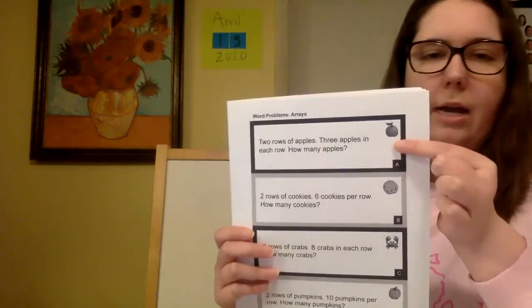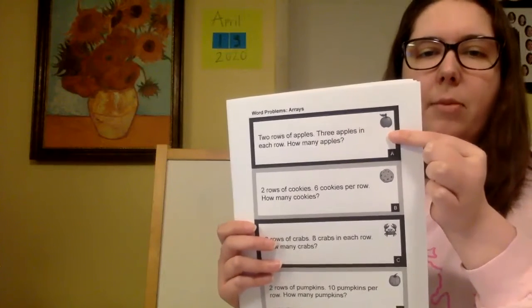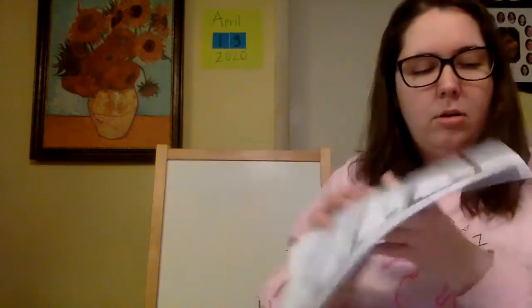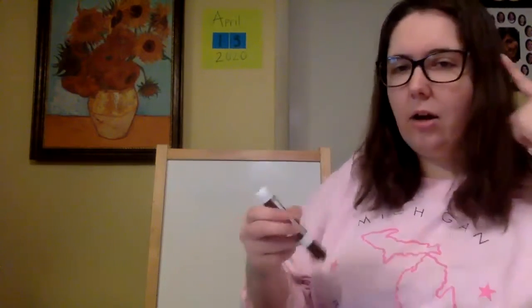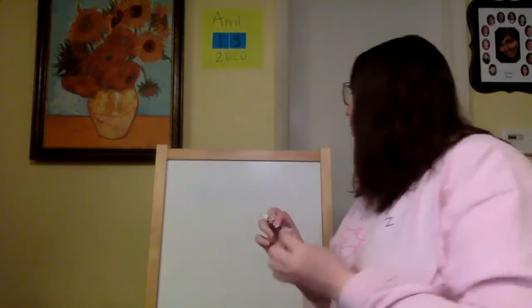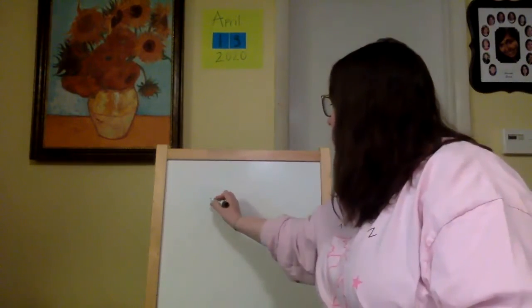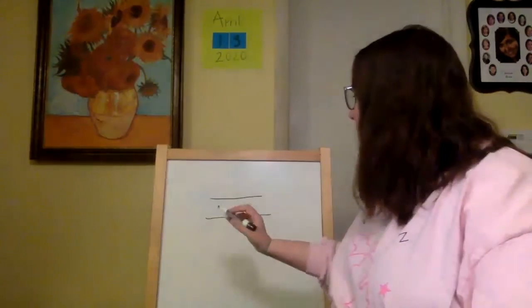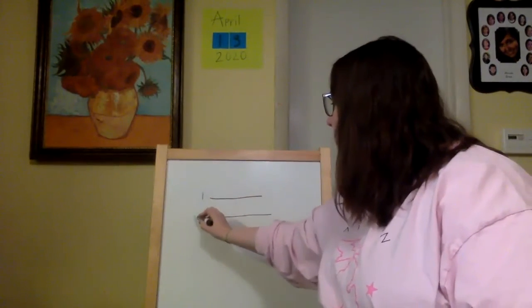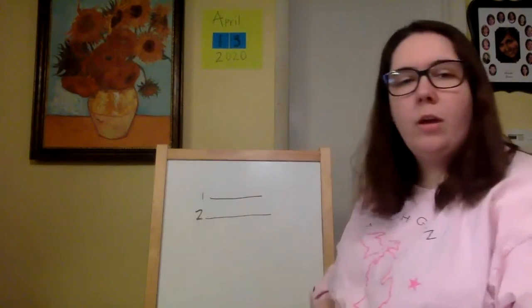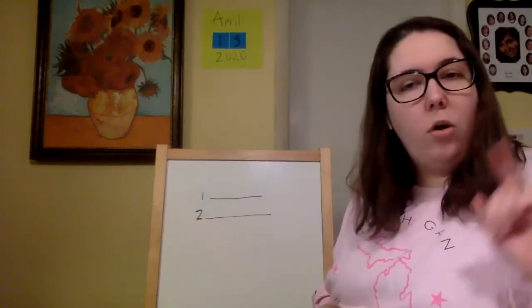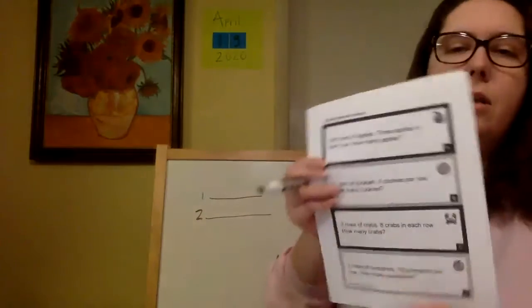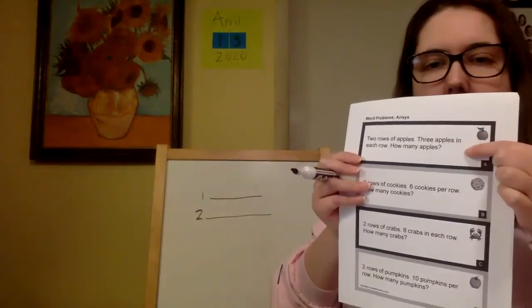I'm on this one right here, A. 2 rows of apples, 3 apples in each row. How many apples? Well, I know from what I've learned this year that rows go this way. So it says there are 2 rows. So that means here's the first row, here's the second row. And then I'm going back to the problem. I'm reading it says there are 3 apples in each row.